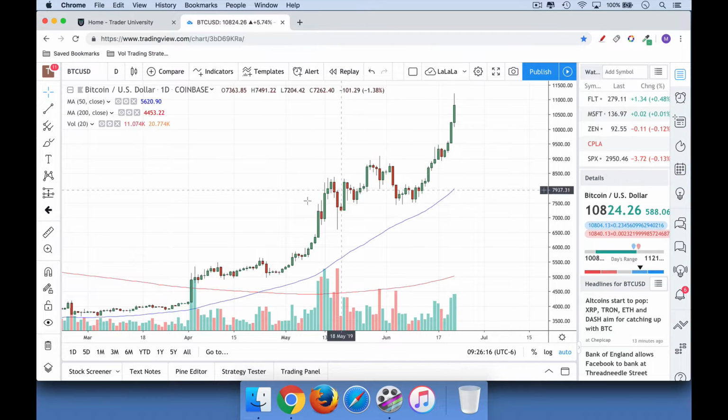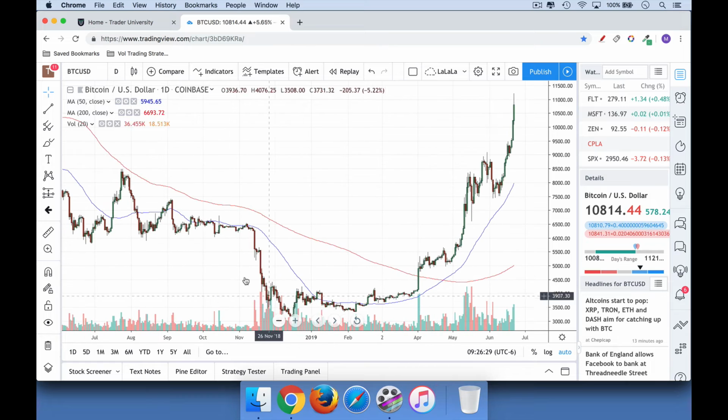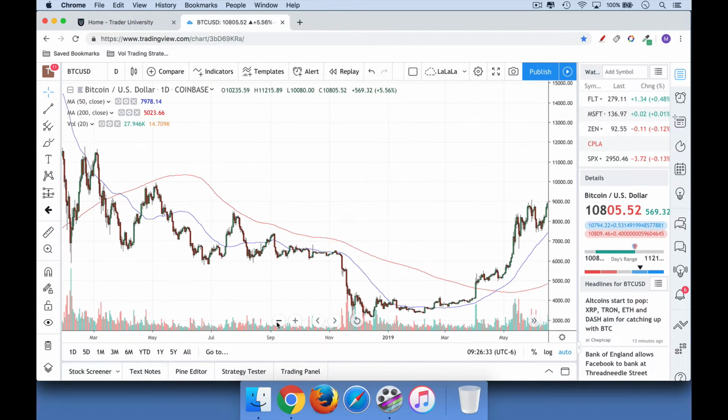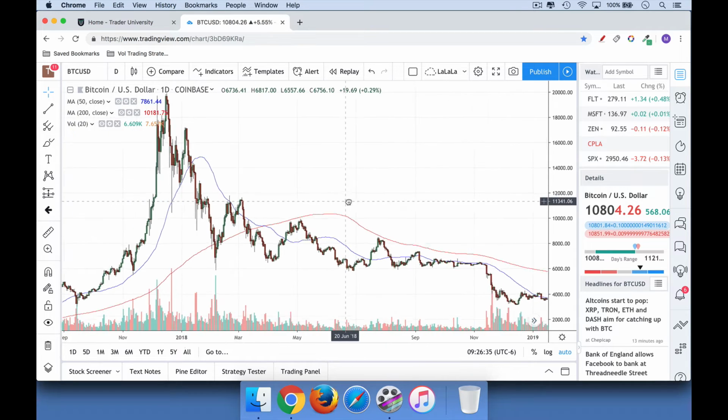So if we look at when this buy signal occurred, it was approximately April 23rd, it looks like, 2019. But if we go back, we can take a look and see how well this trend following system has really performed.